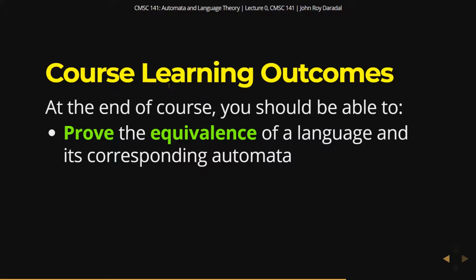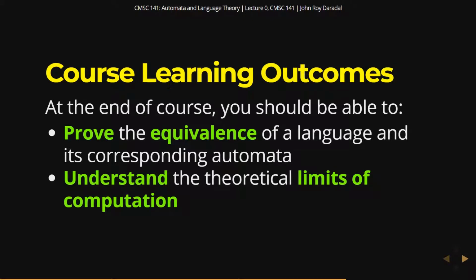So if you've noticed, in the first part, we have the equivalence of finite automata and regular expressions. And in the second part, we have equivalence of CFGs and push-down automata. Okay, so we should be able to convert between a language and its corresponding automata and vice versa. Okay, and then finally, we should be able to understand the theoretical limits of computation after learning about undecidability and intractability. Okay, so these are the outcomes that we want for you to learn after the end of the course.